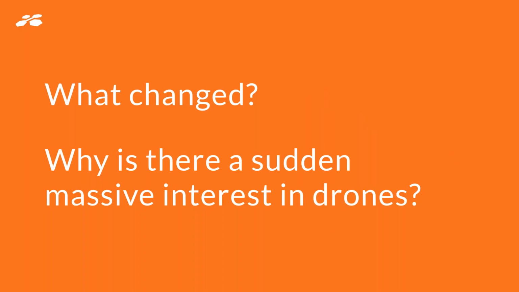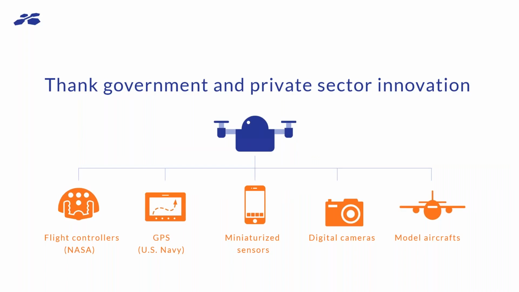So what changed? Why is there this sudden massive interest in drones that we see today? And it's really a combination of government and private sector innovation. We have flight controllers from NASA, GPS from the US Navy, miniaturized sensors, digital cameras that are both high resolution and compact, and advances in model aircrafts and batteries. And all those things have combined to give us the modern drone capabilities that we're now enjoying.